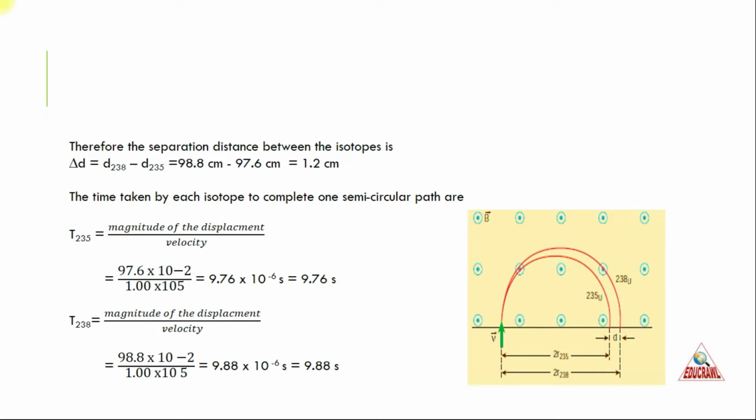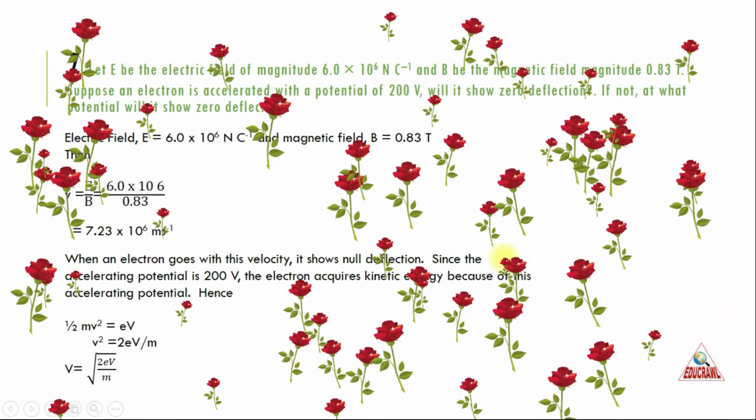Similarly, the time for 238 isotope is magnitude of the displacement divided by velocity, which is nothing but 98.8 into 10 power minus 2 the whole divided by 1 into 10 power 5, which is equal to 9.88 into 10 power minus 6 second, which is 9.88 microsecond. And for 235 it is 9.76 microsecond.